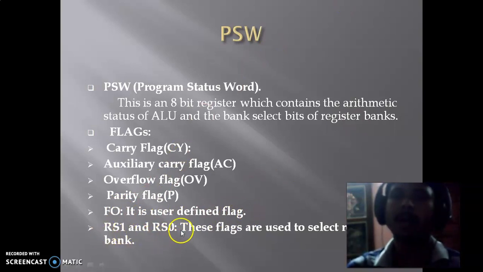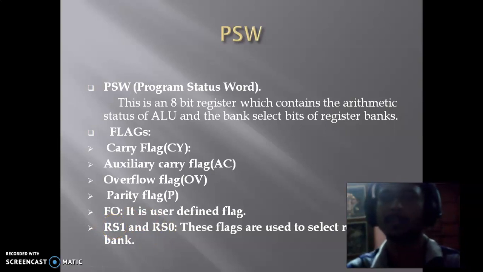And RS1 and RS0, these two bits are used for the selection of the bank of the RAM registers. The 8051 microcontroller has 4 register banks in its RAM. So the bank can be selected by using RS1 and RS0. We have the combinations 00, 01, 10 and 11, by which we can select register bank 0, register bank 1, register bank 2 and register bank 3. So this is the PSW register of the 8051 microcontroller.